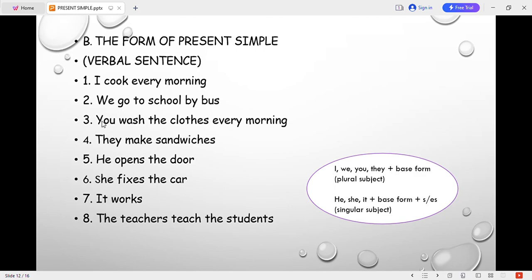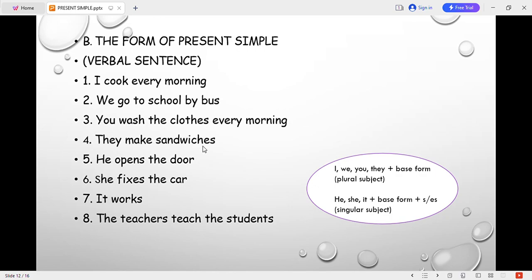And then sentence number 3. You wash the clothes every morning. You is a plural subject, and wash is the base form, verb 1, the real verb. Next, sentence number 4. They make sandwiches. They is a plural subject, make is the base form.